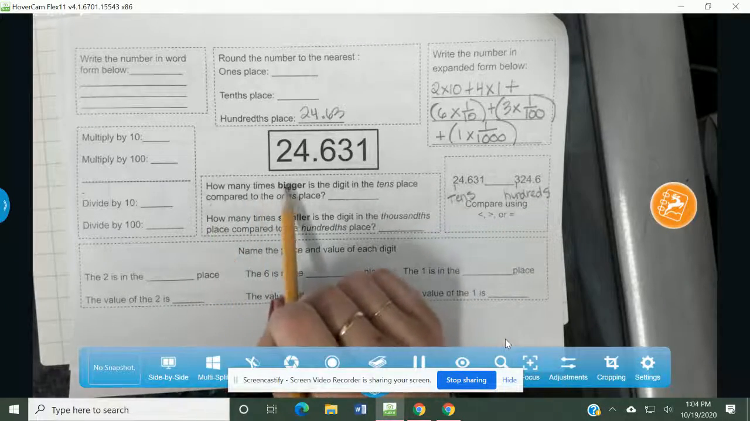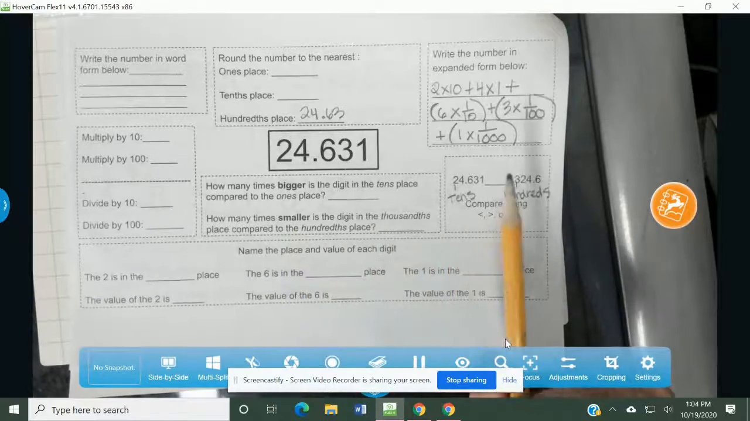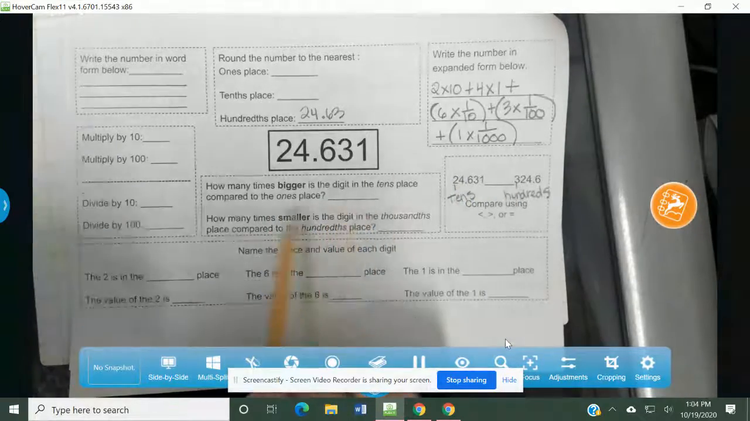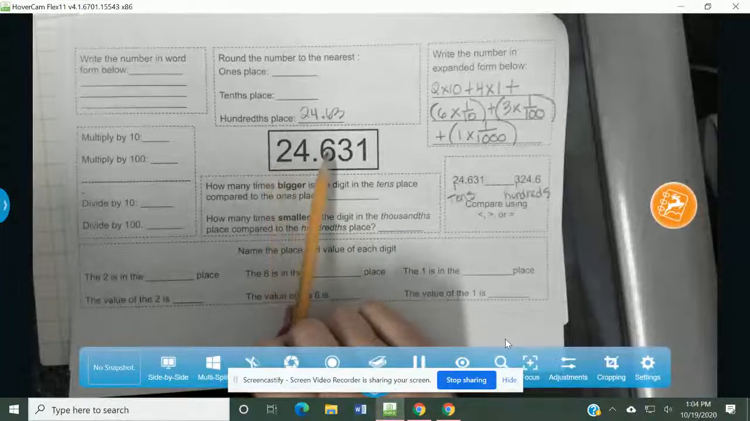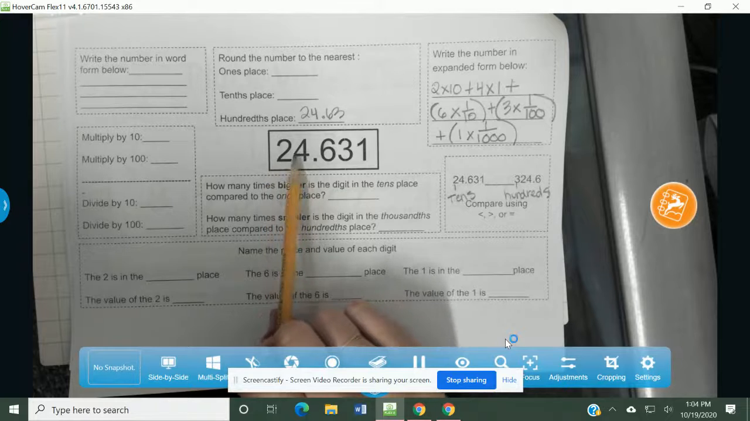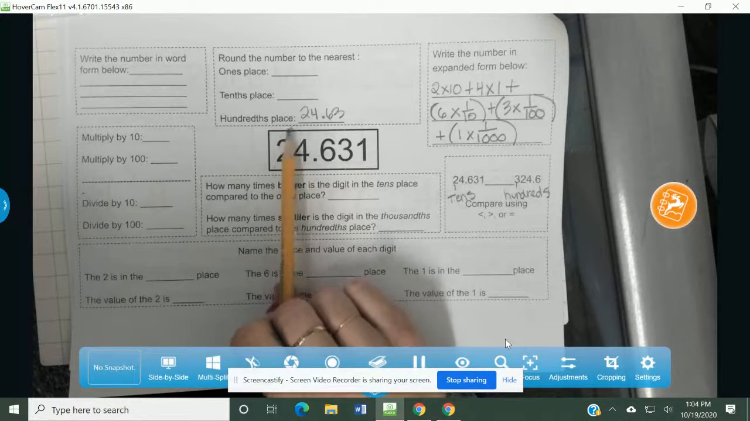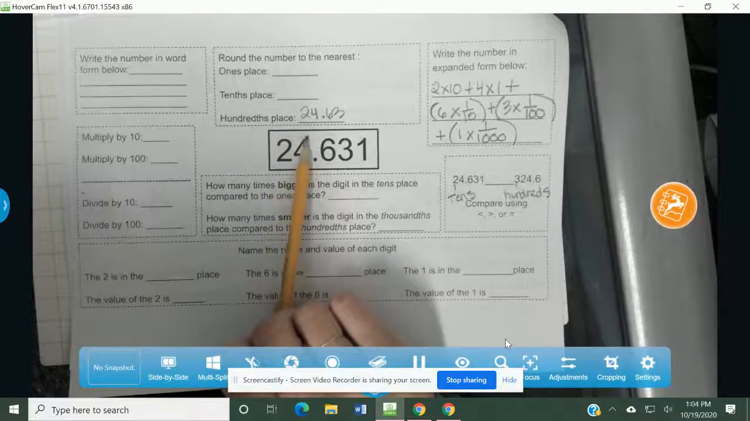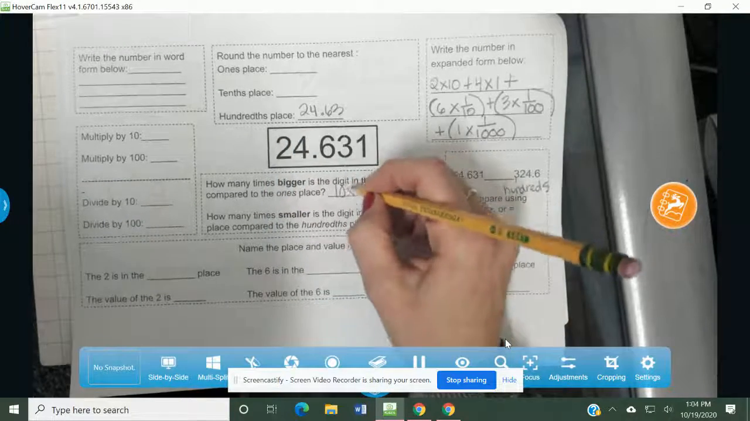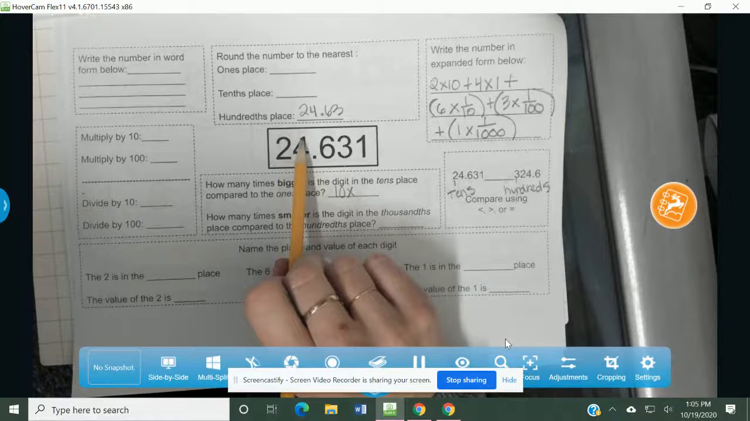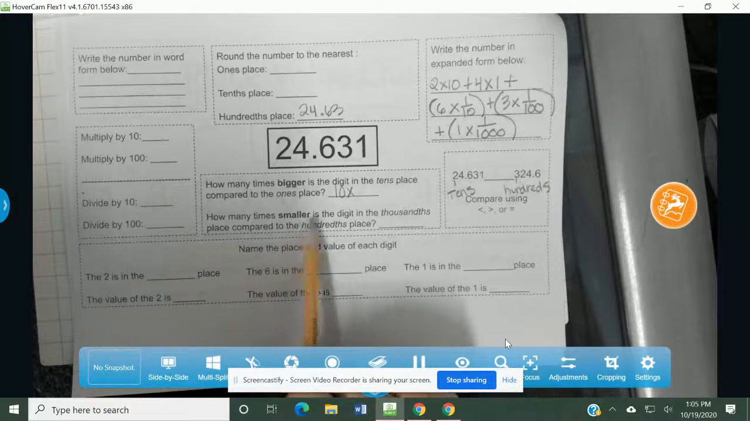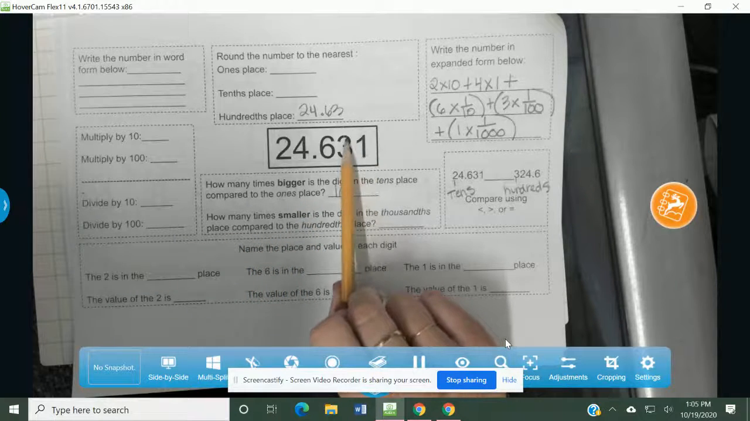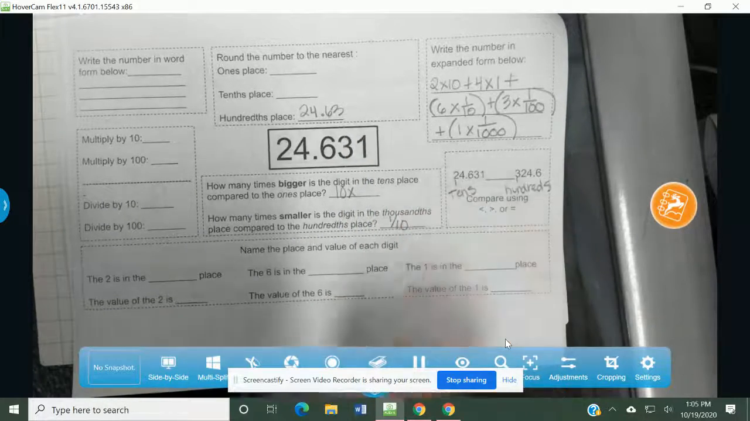All right, I'm going to go ahead and do this one. Which one's bigger, which one's smaller? So how many times bigger is the digit in the tens place compared to the ones place? So the digit in the tens is a 2. The digit in the ones is a 4. Regardless of their digits, I'm just thinking about where I'm at. Think about those parking spots. Because I'm only one parking spot ahead of it, I'm only 10 times bigger. The 2 is 10 times bigger than the 4 because it's in the tens place, and it's one digit away from it. How many times smaller is the digit in the thousandths compared to the hundredths? Well, it's only one place over, so it's 1/10 smaller.